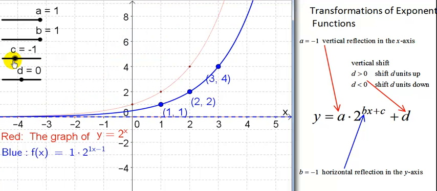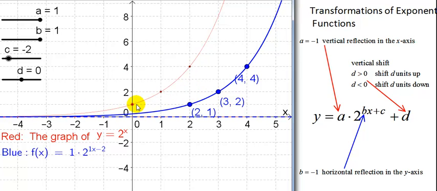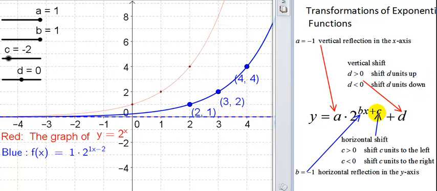And then just look at what happens when c is negative. So c is negative 2. I moved all the points on my parent graph 2 units to the right. So here we have what happens with c. It's a horizontal shift. If c is positive, it shifts to the left. If c is negative, it shifts to the right. And just like we learned before, we have to do these transformations in the correct order. The important thing to remember is you always horizontally shift first and you vertically shift last.